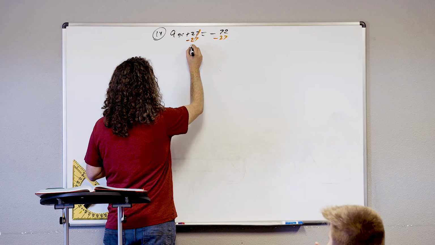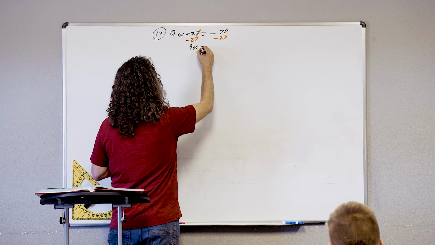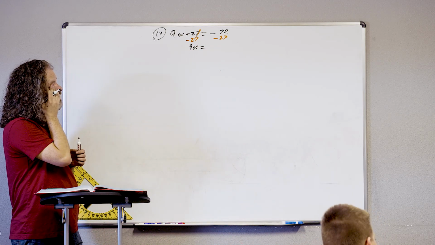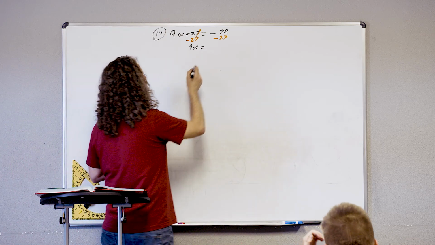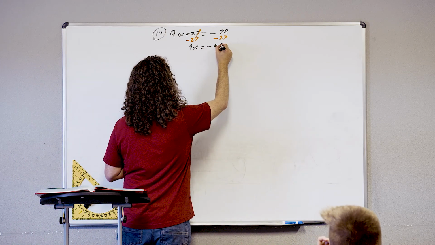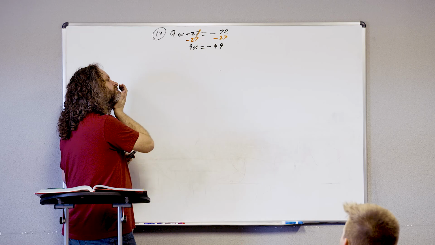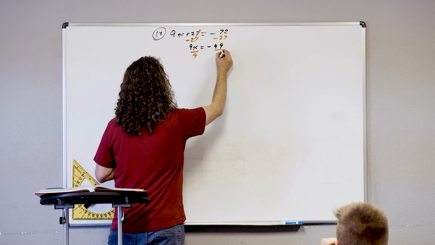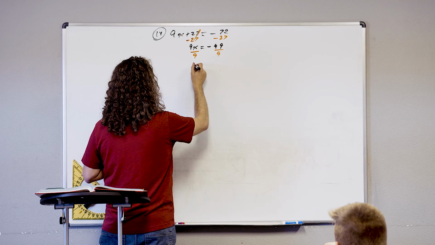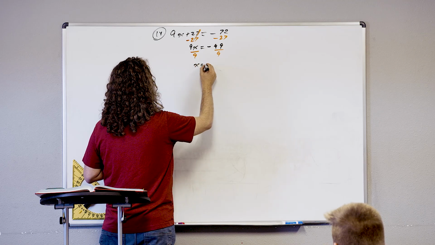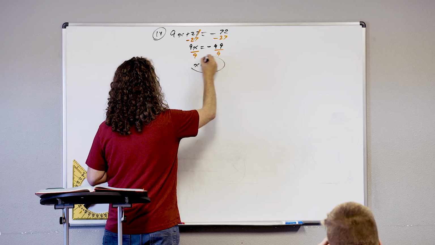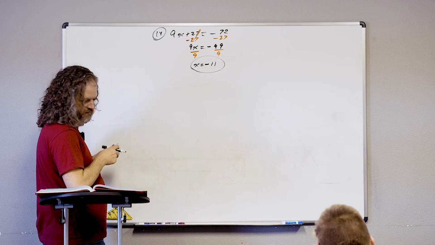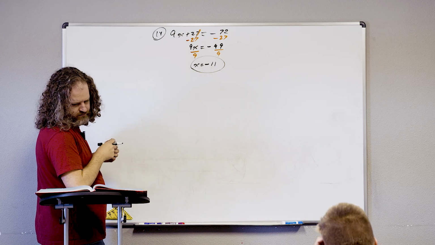We've got 9x. Negative 72 minus 27 is what? Negative 99. Now what? Divide the 9 off. So x equals negative 11. Can we do 18? Sure.